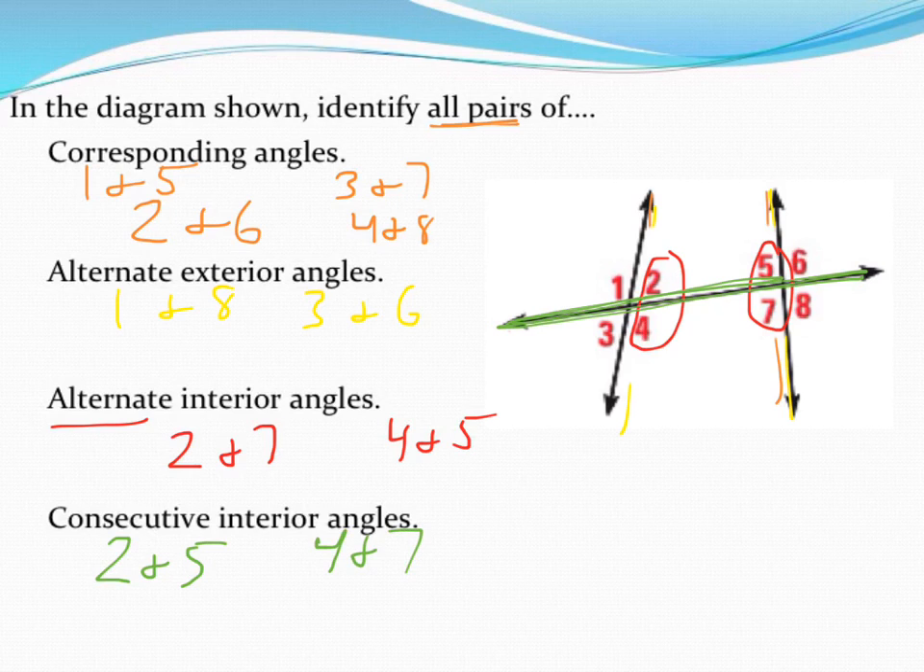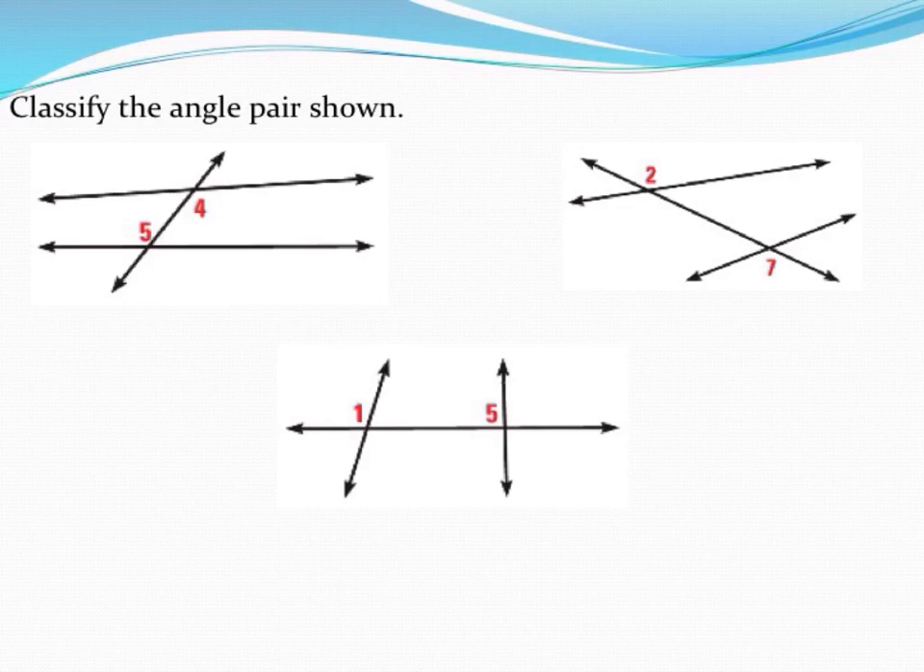Okay, and then last up, let's take a look at identifying the types of angle pairs shown. So we want to come up with one of those four names to describe these angles. We'll take a look at where your angles are located, what side of the transversal they're on, and we shouldn't have too much of a problem with this. Remember, your transversal is the line that cuts across, so there's my transversal.